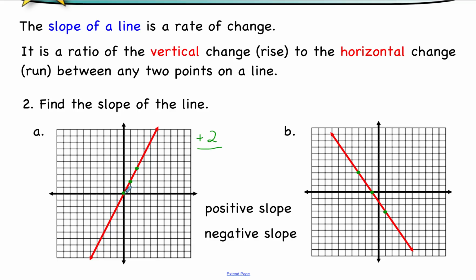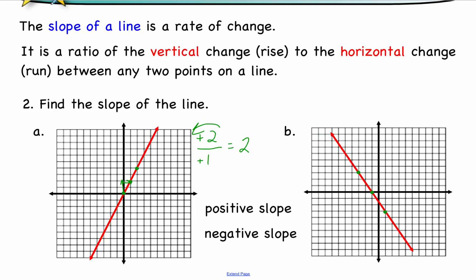If I start at 0, 0, I go up 2 and right 1. And those are both positive directions. Up and to the right are both positive directions. So our slope for this example is positive 2.